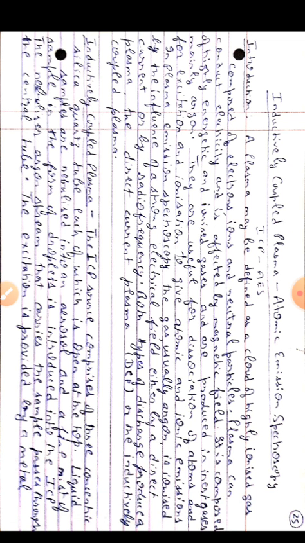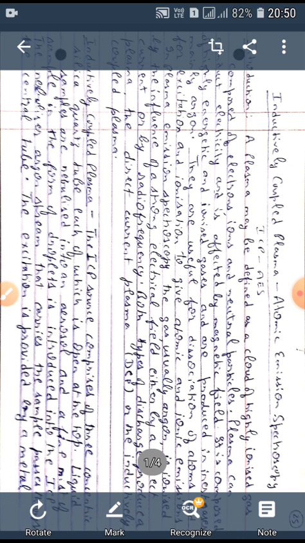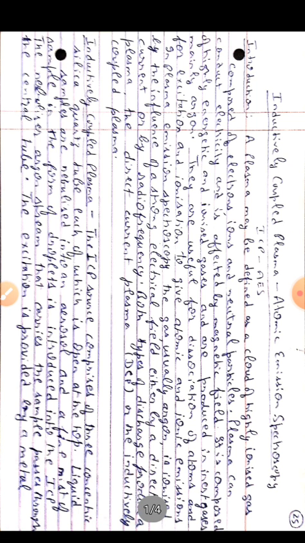It is ionized by the influence of a strong electrical field, either by a direct current or by radio frequency. Both types of discharge produce a plasma: the direct current plasma, referred to as DCP, or the inductively coupled plasma, referred to as ICP. We shall study inductively coupled plasma.